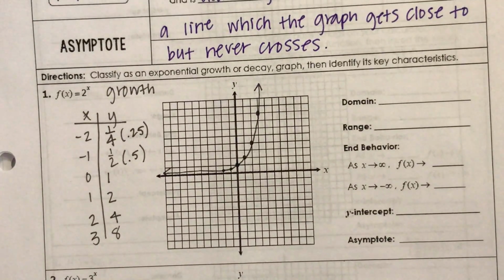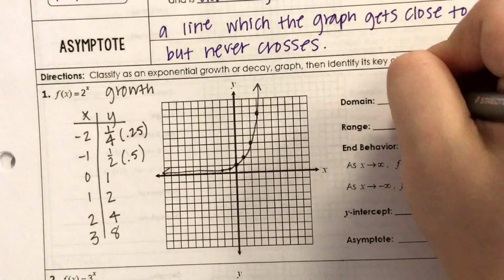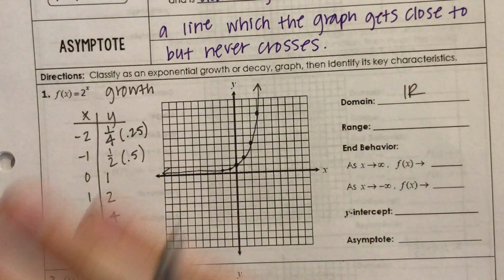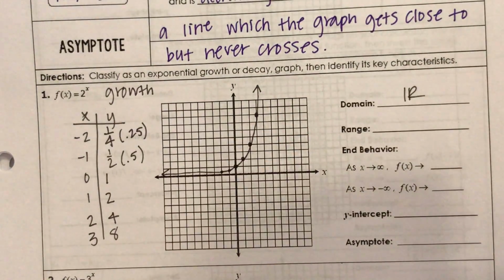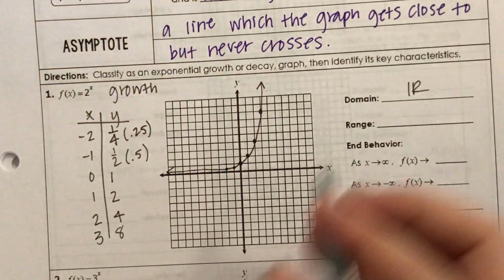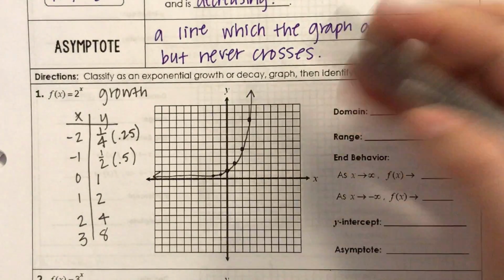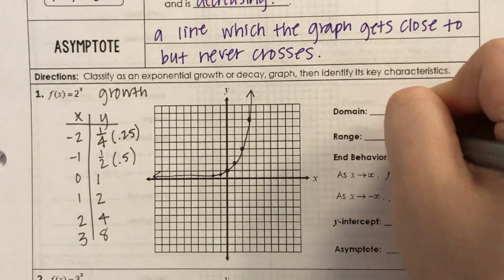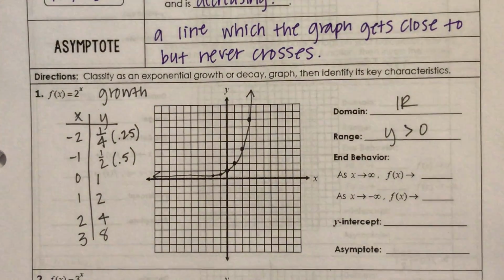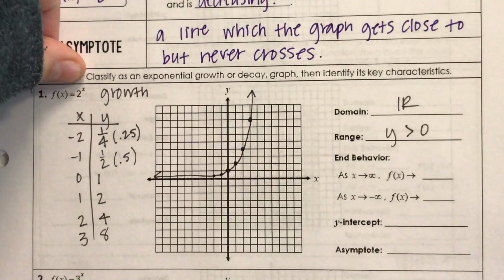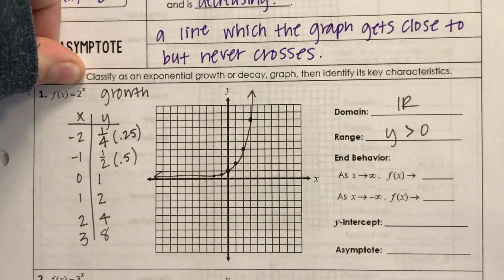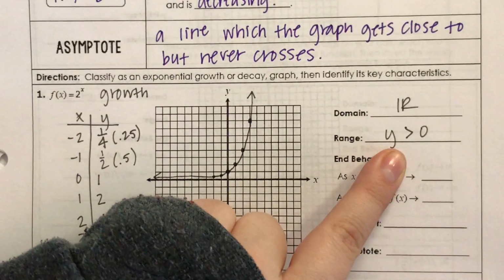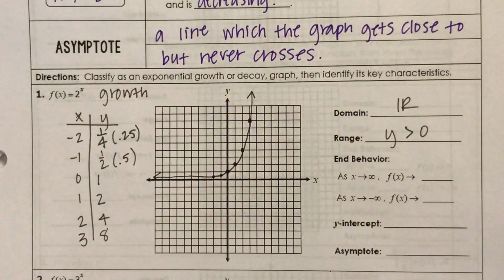Okay. So my domain, I can plug in any value I want. It's all real numbers, okay? My range are my y values, and they always have to be strictly greater than 0. There is no value for an exponent I can plug in to make a number equal 0, which is why my y values are strictly greater than 0.